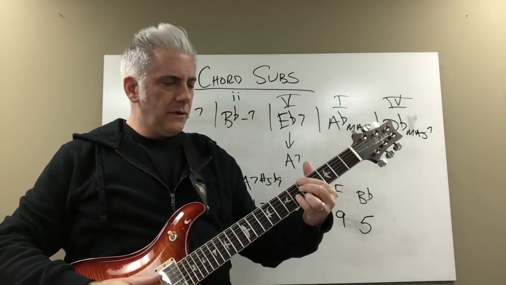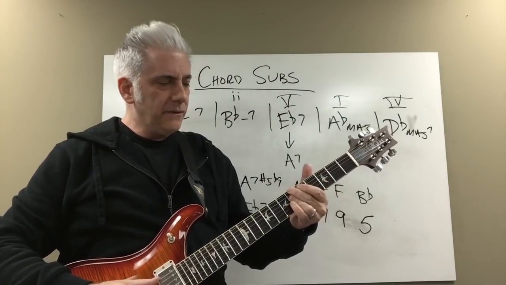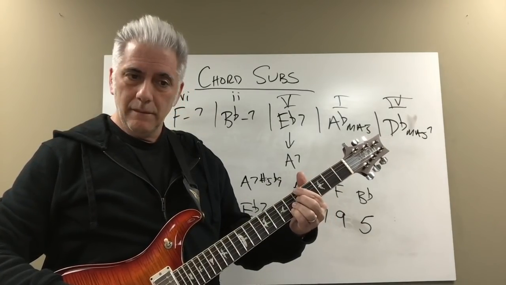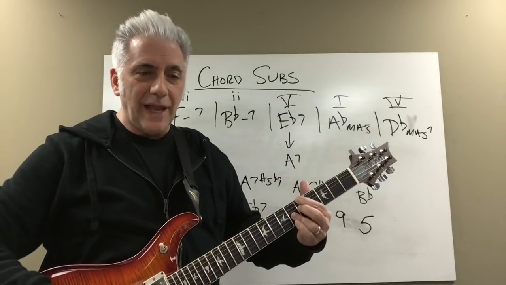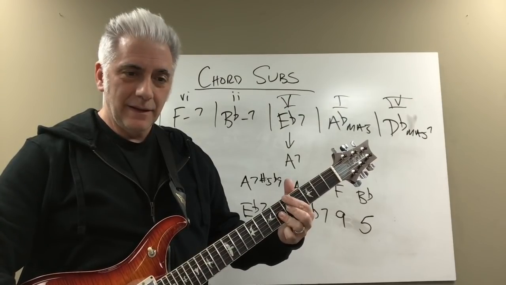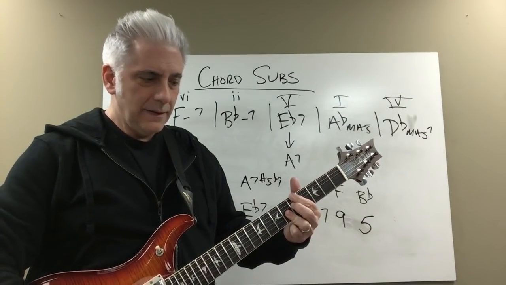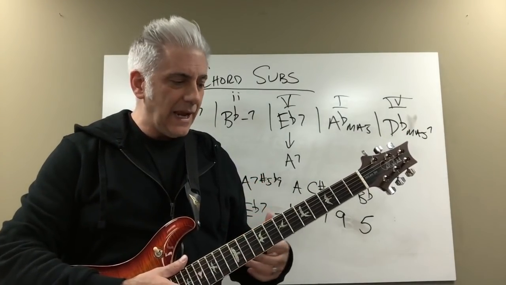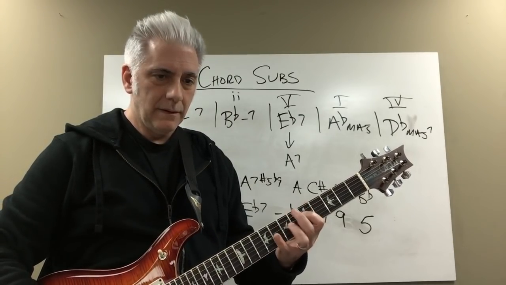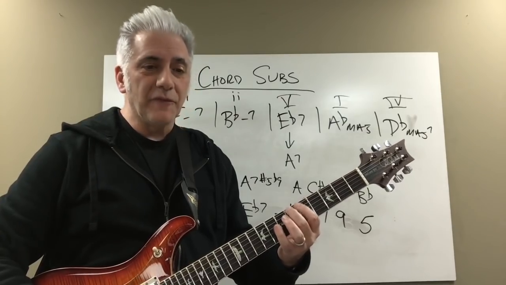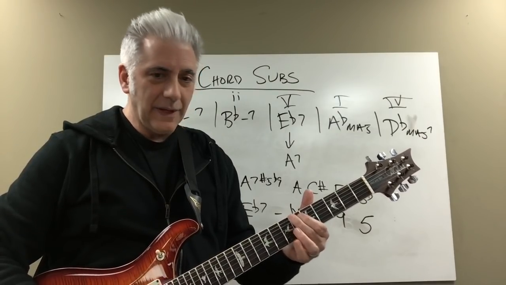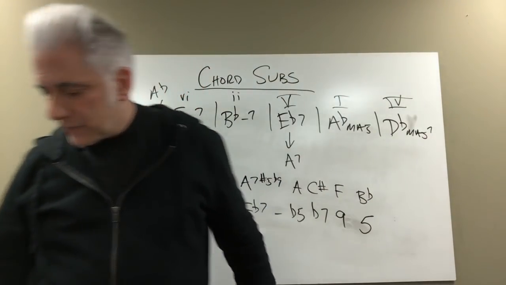So A7 sharp 5 flat 9 is the same chord as E flat 9. They both come from the same melodic minor scale, B flat melodic minor. That's why that substitution works. So there are two different types of tritone substitutions.